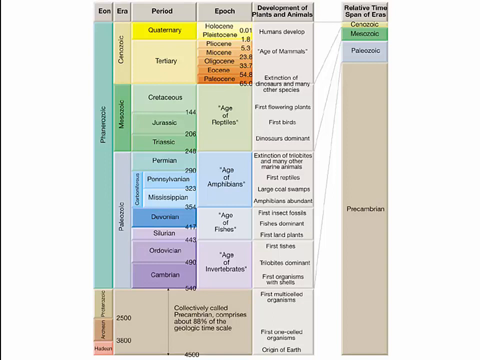So if we look at what these words actually mean, Holocene, what does that mean? So we can look at it and we can say what was the development going on. So humans developed. The orange part is considered the age of mammals. So that's the Tertiary period of the Cenozoic era. And you can see the extinction of dinosaurs right around the end of the Cretaceous period, which is 65 million years ago. The first flowering plants showed up around 144 million years ago.